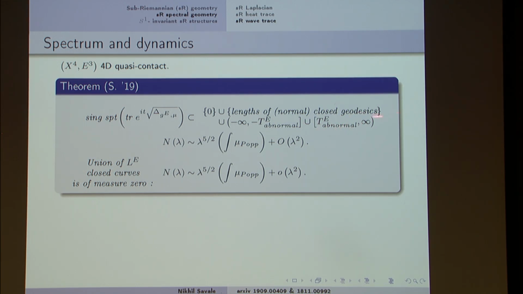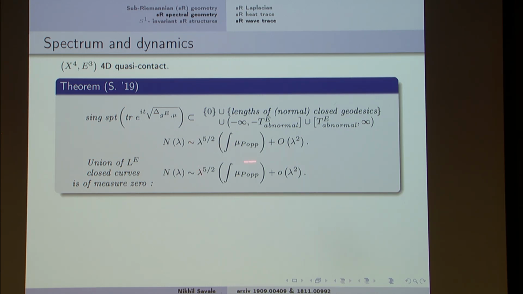But the reason for this big interval is that if you take any length in this big interval, what can happen is that you have a sequence of normal trajectories whose lengths are converging to that given length in that interval. So this set can actually be dense inside this set. This can happen in examples. So this is really, in some sense, optimal.